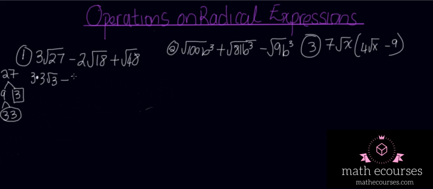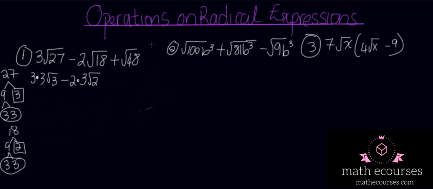I'm going to bring the 2 down and break down 18. 18 is 9 times 2. I can break down my 9 into 3 times 3, and here's my set. So I have a 3 that will come out, but then I have this 2 here that didn't have a pair, so that's going to go back inside.